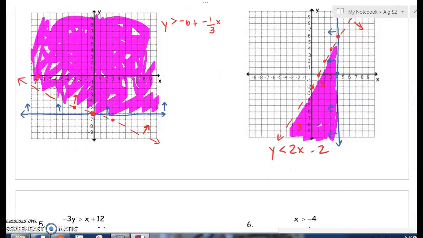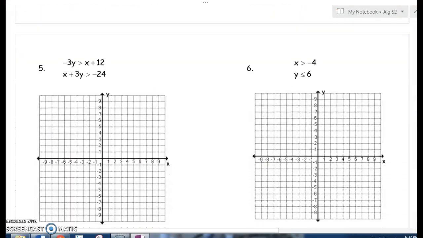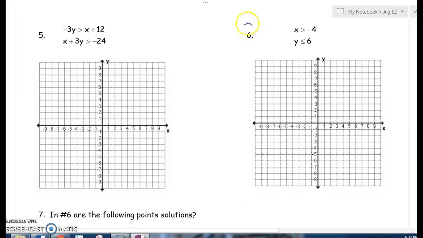All right, what I'd like you to do is try number 6. So try this out, pause the video, give it a go, and then press play and see if you got the right answer.